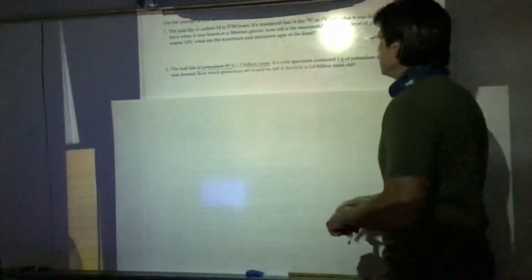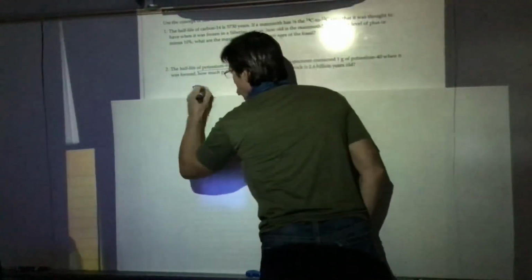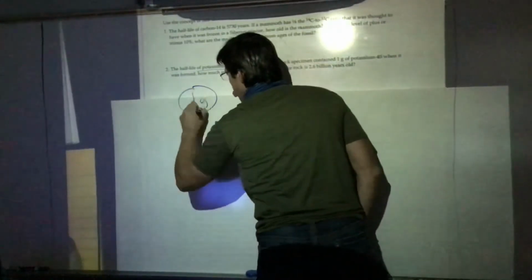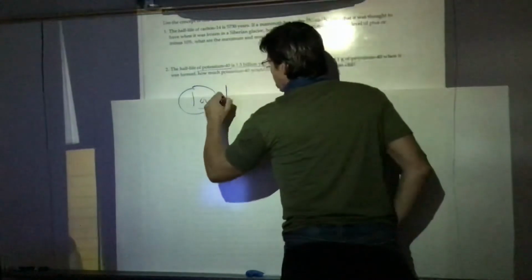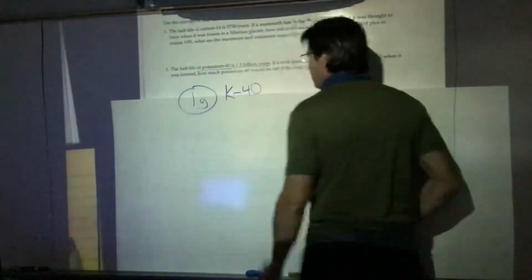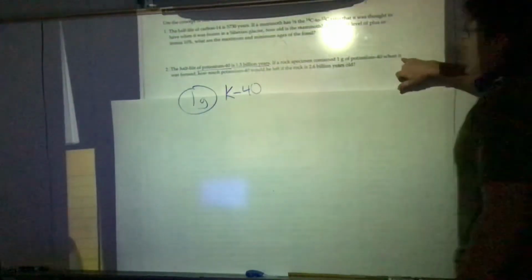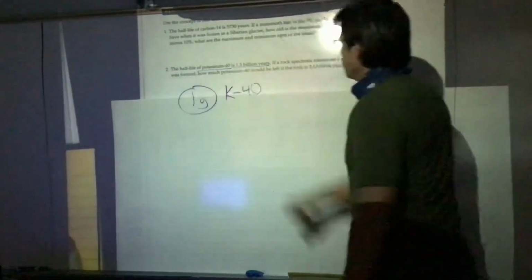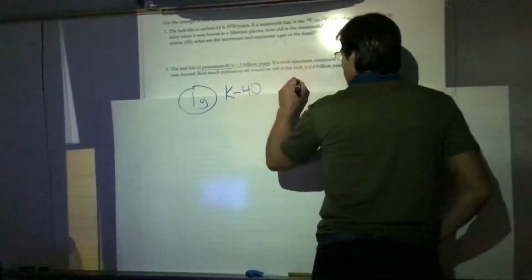That's fine. So if I have a rock specimen, I have a rock right here. I'm going to do a little visual aid. I've got a 1 gram rock sample, 1 g, of potassium-40, K40. Why do I keep writing K40? Because K is the symbol on the periodic table for potassium. When it was formed, how much potassium-40 would be left in the rock after 2.6 billion years?